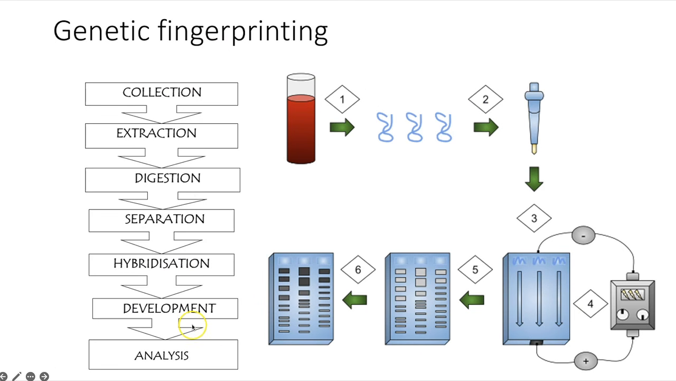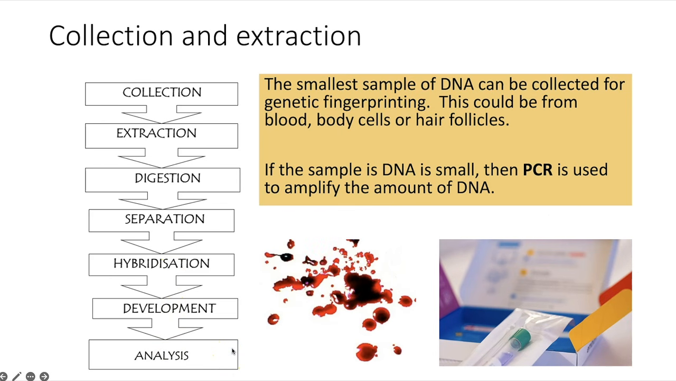So here are the stages we're going to go through in genetic fingerprinting: collecting your sample of DNA to analyse, how you then extract just the DNA, digest it, separate it, and then ultimately analyse your sample. So collection: the smallest sample of DNA can be collected for genetic fingerprinting, and this could be from blood or body cells or hair follicles. And if the sample of DNA is really small, then PCR is going to be used first, so you have a large quantity.